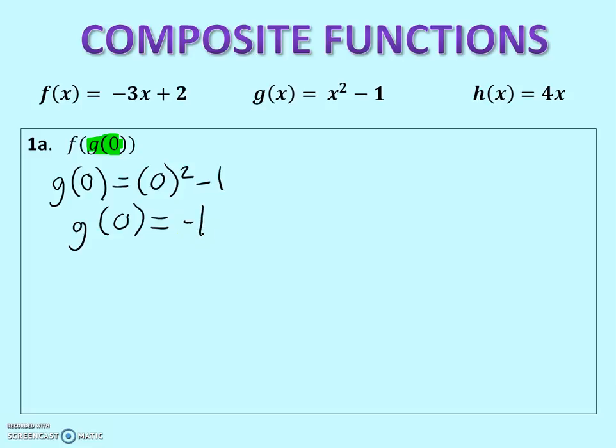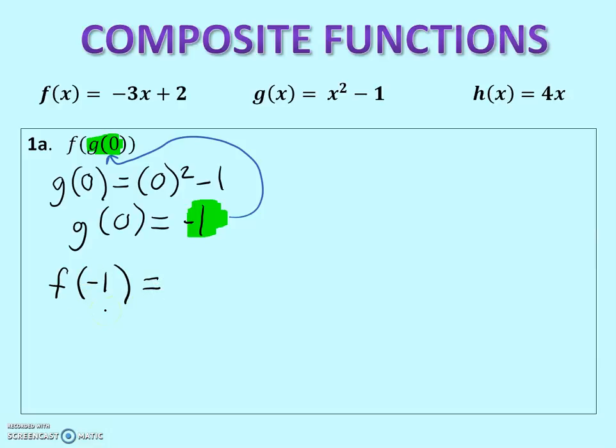Okay? Now that we actually know what g of 0 is, we can go ahead and plug that value into here. To make that make sense, let's rewrite that. Now, instead of writing g of 0 in the middle here, we're writing f of -1, because isn't -1 what g of 0 really is? Now let's compute that.